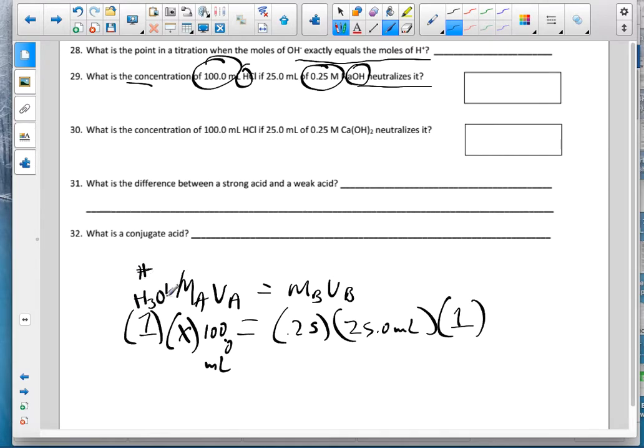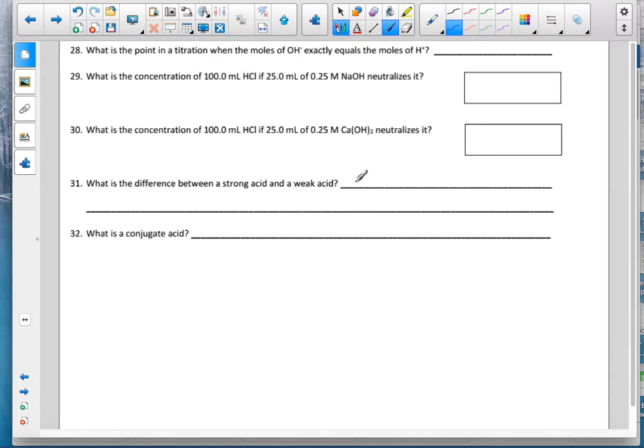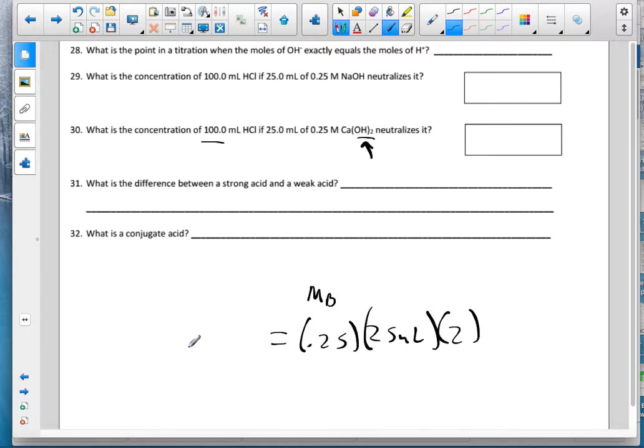Just remember I have H3O plus on one side, and I have the number of OH minus on the other. Same thing here with 30. When you go to do 30, just be careful with the parentheses. There's double OHs. So I take my molarity of my base, which is 0.25, and 25 milliliters of the base, it says, and I have 2 OHs, equals 100 milliliters of my acid, and the number of H's I have is 1. And I'm going to pop in my X there.